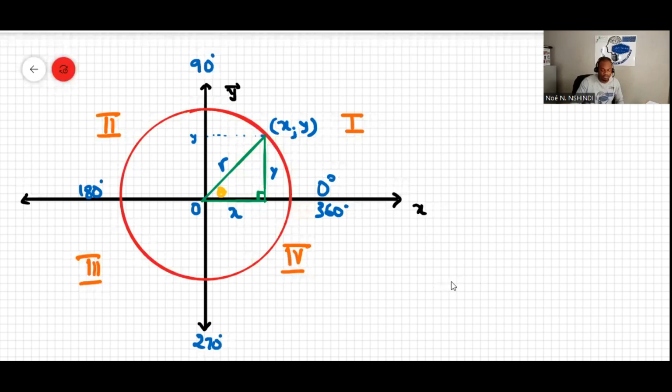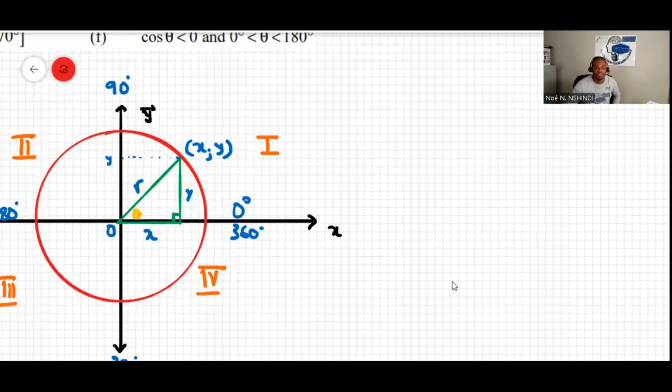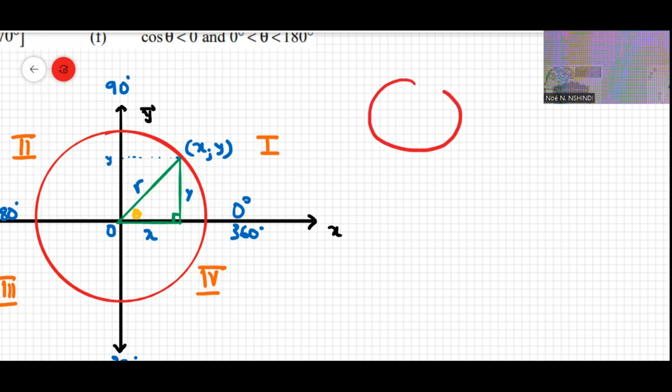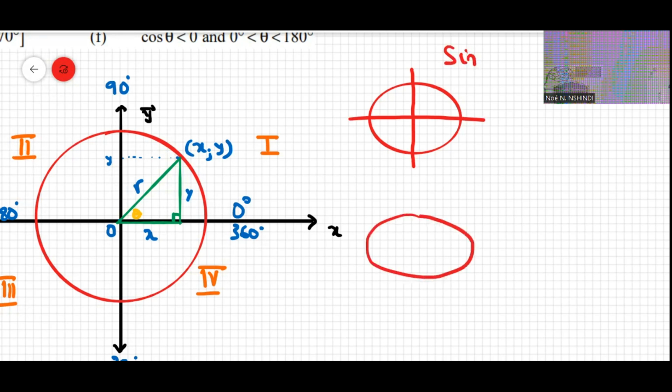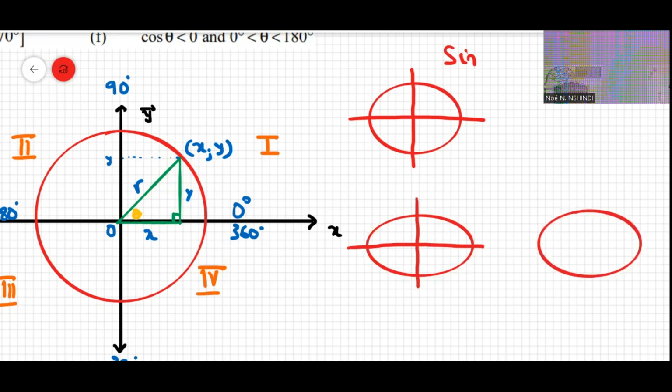Now I want to draw maybe three trig circles over here. I'm going to draw just a smaller circle for each of the functions. One for sine, and then another one, even if they're not circles, the ellipse is okay. And the other one for tan. This is for tan, and that's for cos.